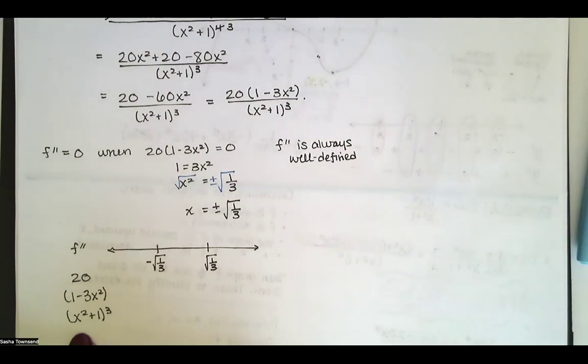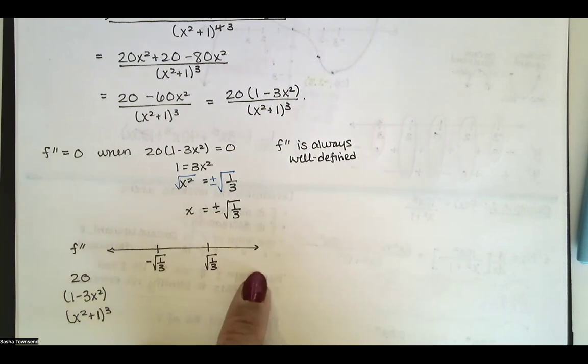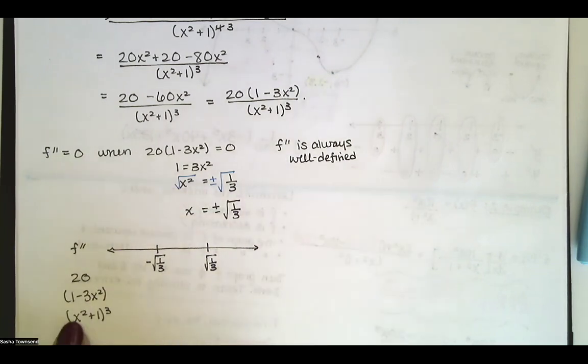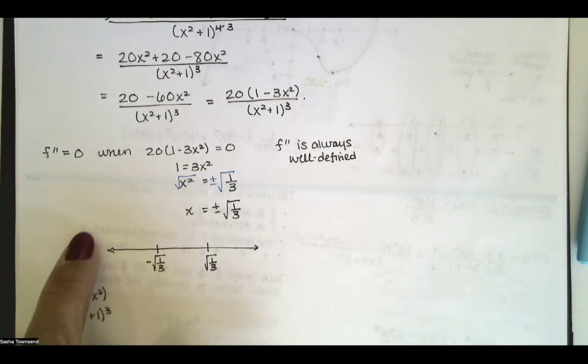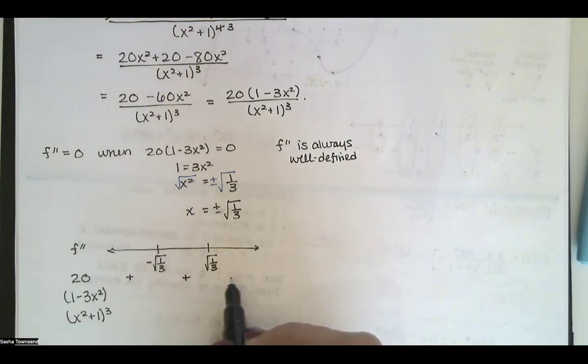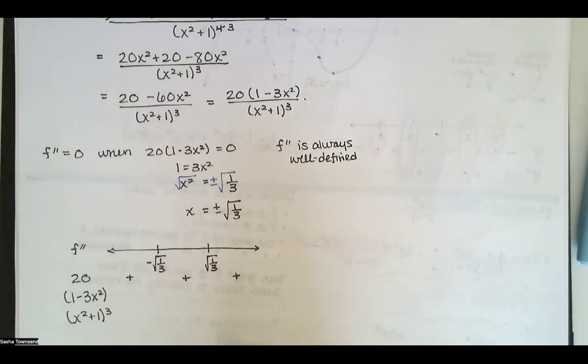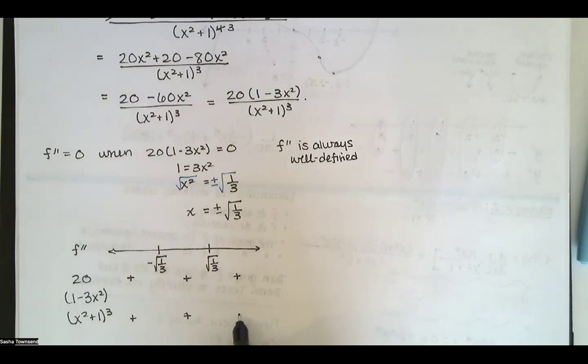And then I just look at the sign of each of these factors on each of these 3 intervals. And then I multiply the signs of these factors together to get the sign of f double prime. So 20 is always positive no matter what x is. X squared plus 1 is always positive. So when we cube it, it's always positive.